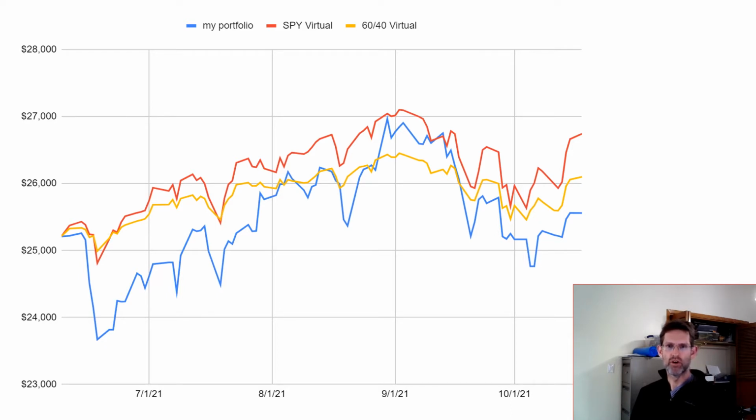However, having traded the poor man's covered call for about 4 months, I realized that I'm really not performing that well. Here's a graph that compares my portfolio, the blue curve, to a virtual portfolio of all S&P index fund SPY in red versus a 60-40 SPY bond ETF mix with the gold curve. So I'm falling behind the far lower risk 60-40 portfolio. I seem to have about the same volatility as the SPY portfolio, but maybe worse, and I'm not keeping up with it in terms of returns.